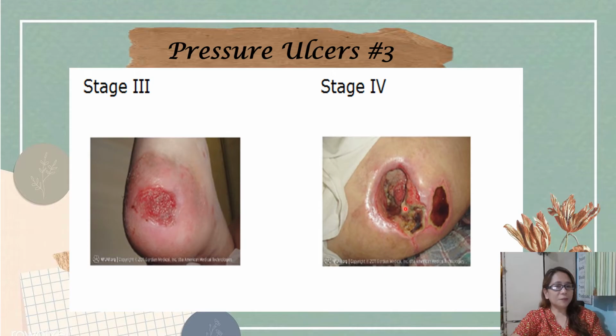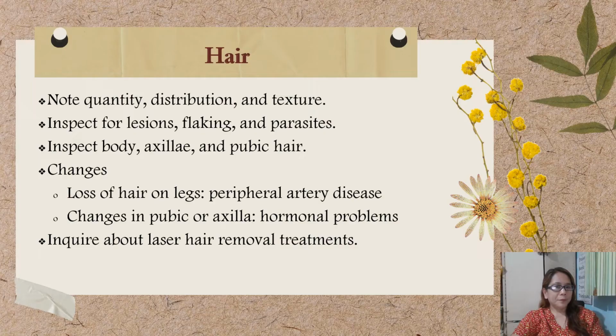And stage 4 is the side of the buttocks, the trochanter, okay? It involves, nakita nyo na yung muscle, the bone, or the fascia, kita na rin dyan, no? And the underlying structure of the skin. Alright, so moving on to the hair.